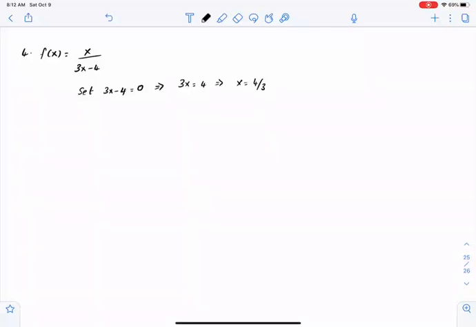So you could plug in any number in the function except 4 over 3, because if you plug in 4 over 3, you are going to get a divide by 0 error. So the domain is all values of x that are real numbers except x is equal to 4 over 3.